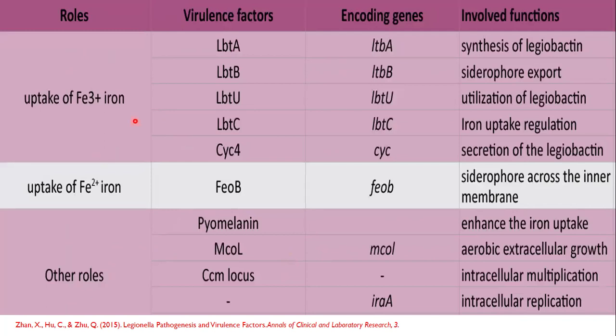Then we also have some other factors which are needed for uptake of ferric and ferrous iron. The ferric and the ferrous iron are actually needed for its growth. Okay, so we have these virulence factors here and their involved function, and some other factors which are also needed for its isolation or favoring its bacterial growth.